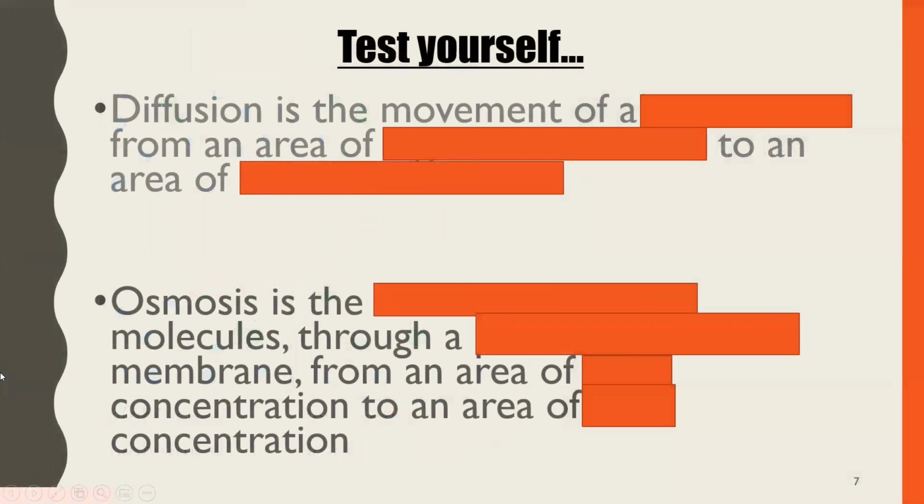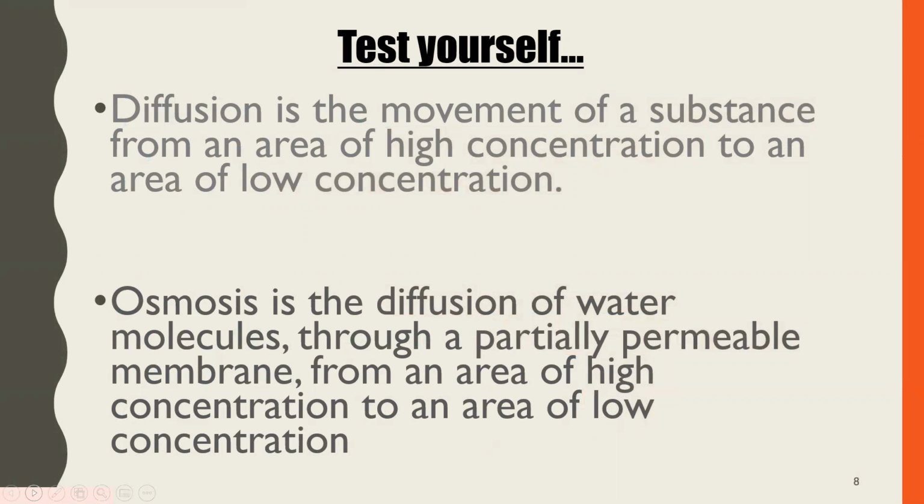So let's have a quick test of our knowledge of what we've learned in this video. The first sentence is the definition of diffusion, and the second sentence is the definition of osmosis. If you take a minute, pause the video if you need to, and try to fill in those blanks, and we'll go over it in a second. Okay, so hopefully you paused that. Let's have a look here. Diffusion is the movement of a substance from an area of high concentration to an area of low concentration. Osmosis is the diffusion of water molecules through a partially permeable membrane from an area of high concentration to an area of low concentration.